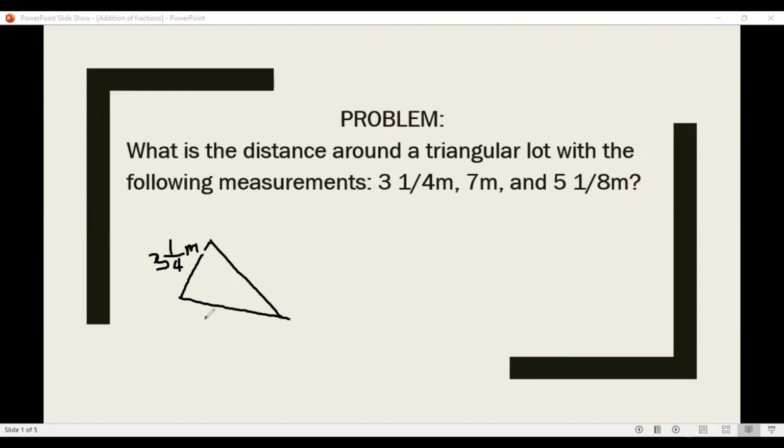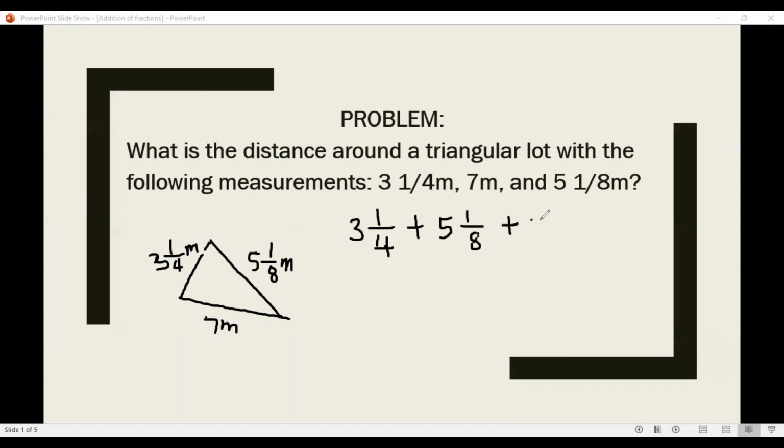And then the other one is 7 meters. So let's just have 7 meters, for example, here. And the other one is 5 and 1/8. Now, again, this is perimeter. But when you say perimeter, that is actually adding all the sides. So this is a problem that involves addition of fractions. So what do we have? We have 3 and 1/4 plus 5 and 1/8, and the other one is 7.